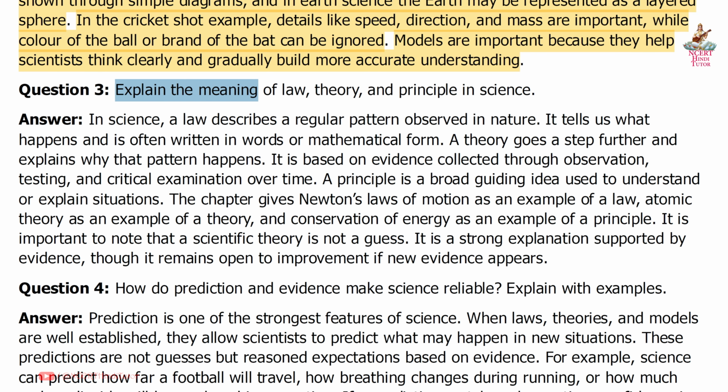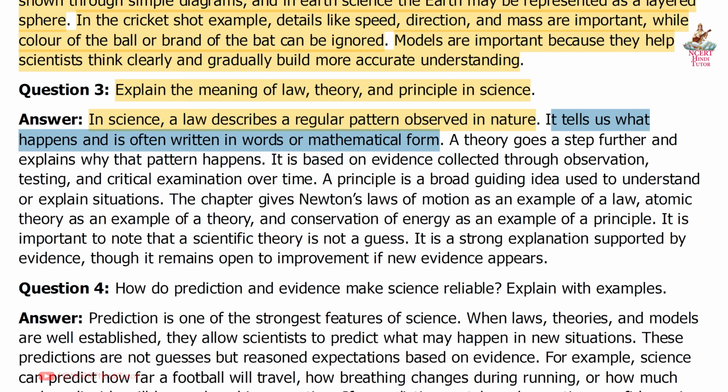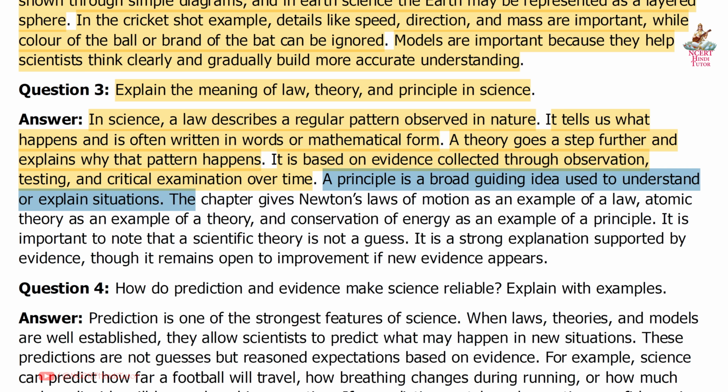Question 3. Explain the meaning of law, theory, and principle in science. Answer. In science, a law describes a regular pattern observed in nature. It tells us what happens and is often written in words or mathematical form. A theory goes a step further and explains why that pattern happens. It is based on evidence collected through observation, testing, and critical examination over time. A principle is a broad guiding idea used to understand or explain situations.